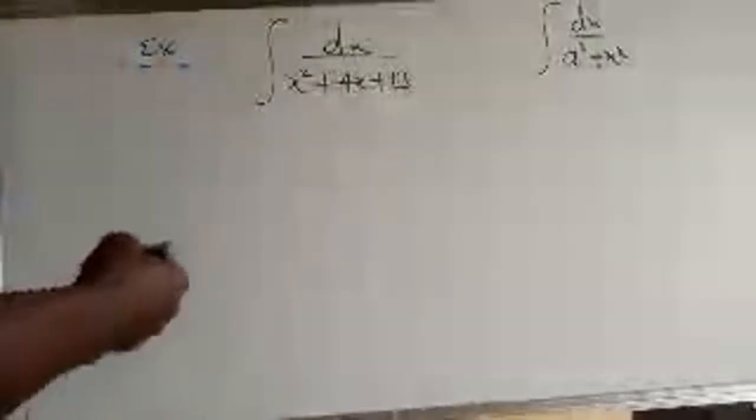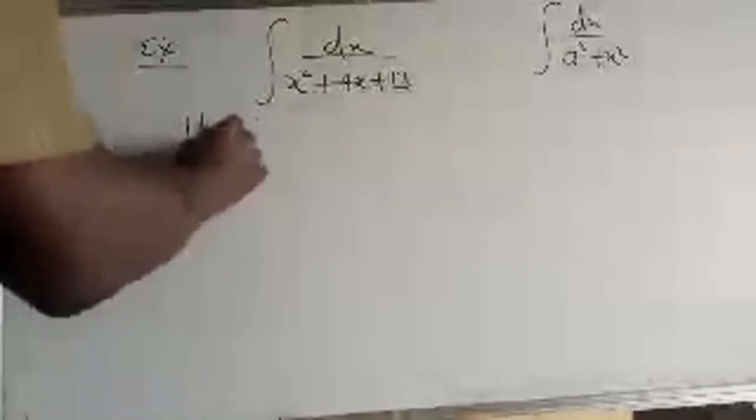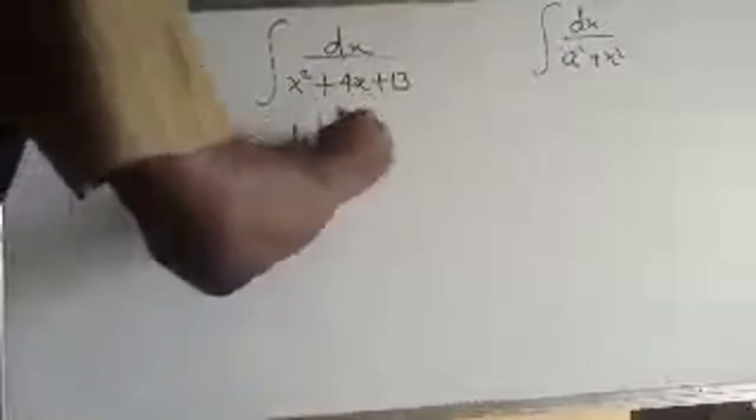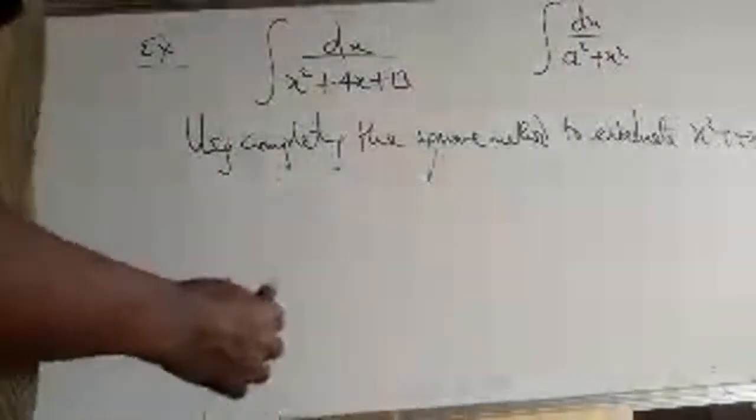So what we just need to do is take your denominator. The denominator is x squared plus 4x plus 13. Now, using the completing the square method, to evaluate x squared plus 4x plus 13. When you want to use the complete square method, what it simply means is that you take half of the coefficient of the second term. The square of the half, rather. You are going to find the half of this 4. The square now will be added.